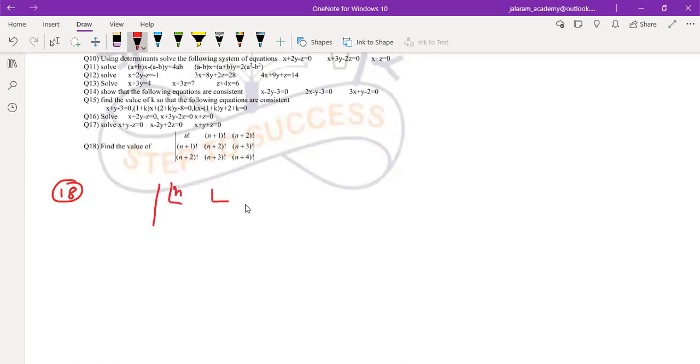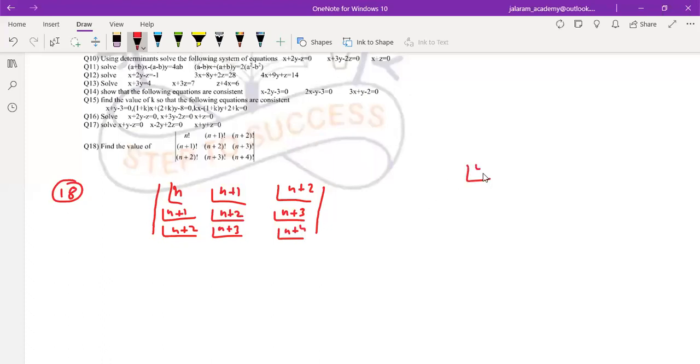Factorial n, factorial n plus 1, factorial n plus 2. We have to find its value. Factorial n plus 1, factorial n plus 2, factorial n plus 3, factorial n plus 2, factorial n plus 3, and finally factorial n plus 1.